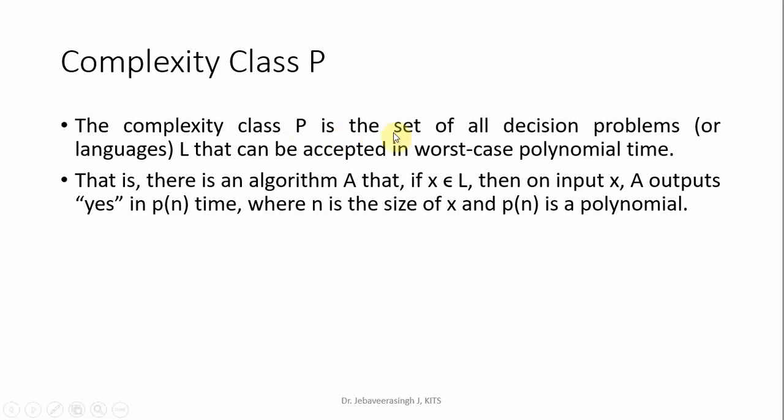The complexity class P is the set of all decision problems, and here we are using the term languages. This term languages is used mainly in theoretical computer science, where we define each and every problem as a set of languages. For example, if we take English as a language, it has 26 alphabets, and we will have different strings or different words, or a number of words.